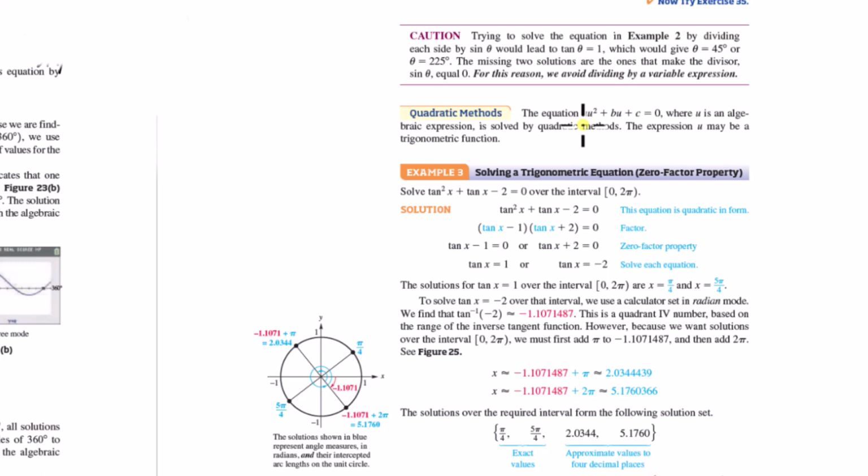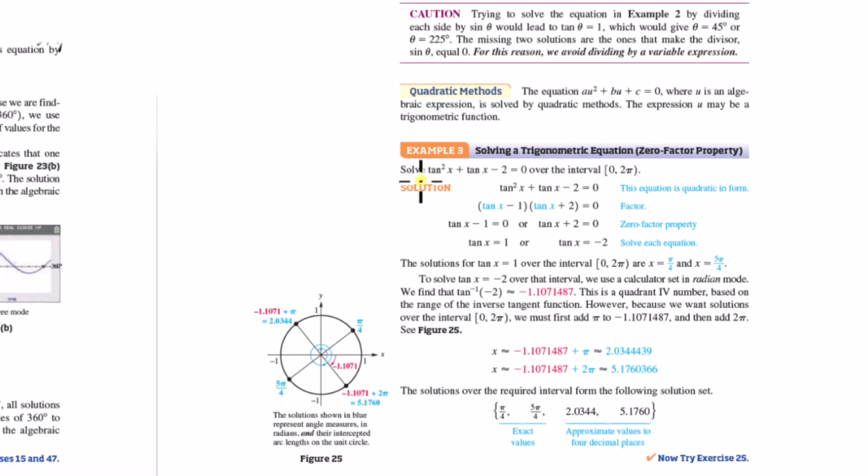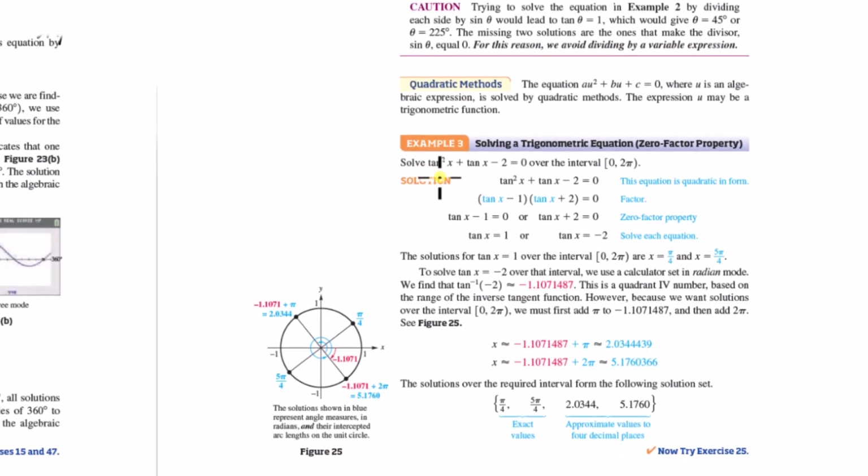The equation au squared plus bu plus c is equal to 0, where u is an algebraic expression, is solved by quadratic methods. Yes, the expression u may be a trigonometric function. So what they're saying is that there are scenarios with trigonometric equations where you could put the equation into a form that mirrors a quadratic equation. If you could put an equation in a form like this, tangent squared x plus tangent x minus 2 is equal to 0.